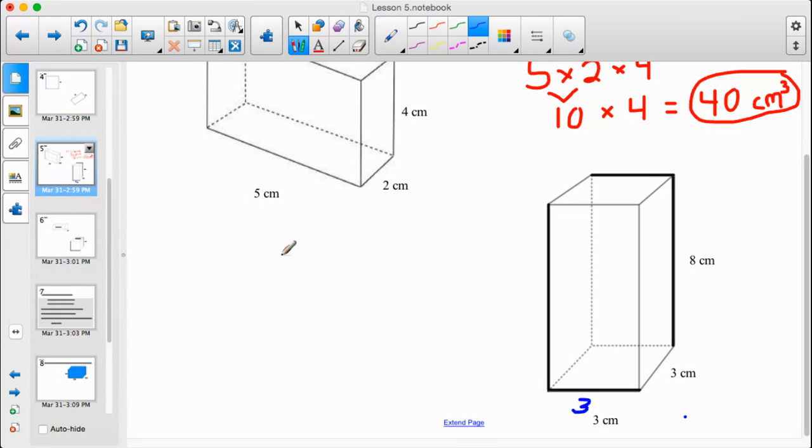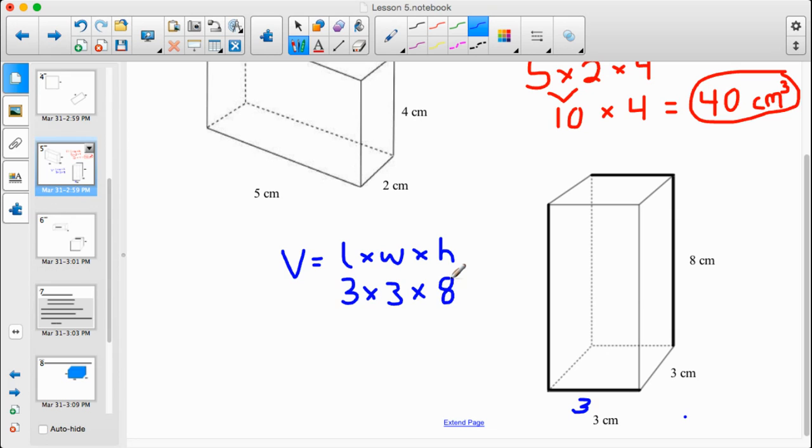So over to the side, I'm again going to be official, and I'm going to write my volume formula. So I'm going to write volume equals length times width times height. And now I'm going to plug in my numbers. My length and my width are the same this time. They're 3 and 3. So I'm going to take the time to put those right underneath. And then my height is the 8. It's how tall it is.